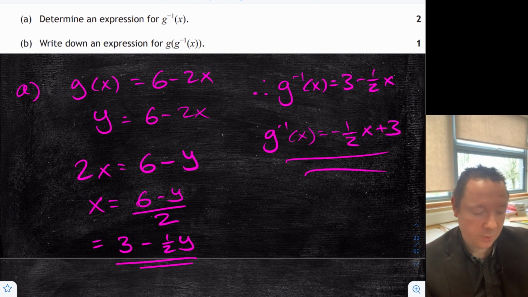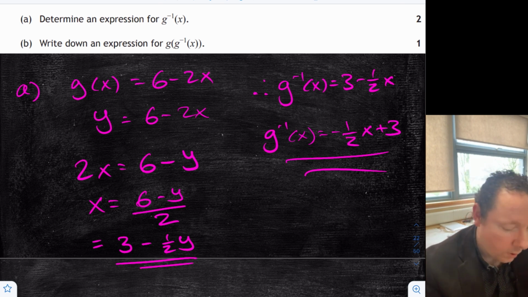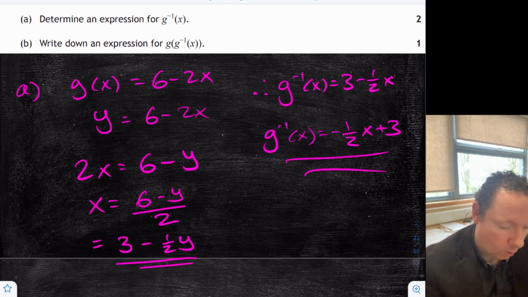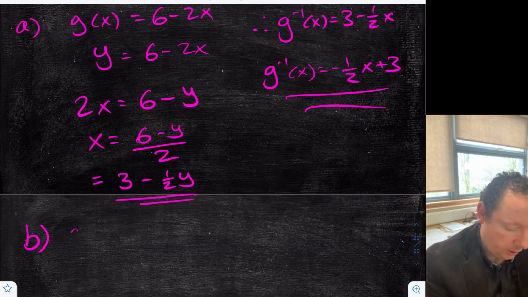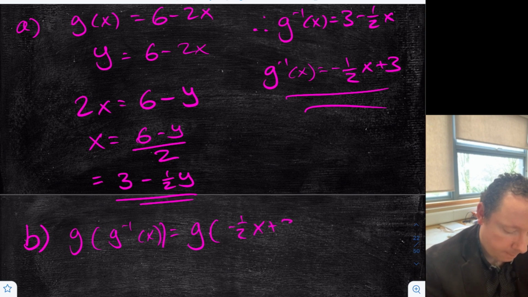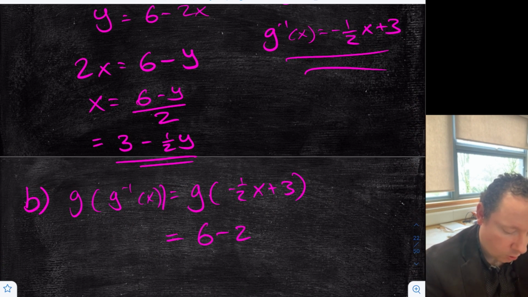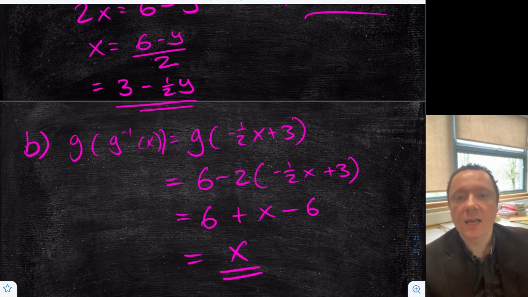Part B, write down an expression for g of the inverse function of x. Well, you should already know that g of the inverse function of x should be x, but let's say you didn't know that, let's do the work for it. So g of the inverse function of x is equal to g of minus a half x plus 3. Remember g was 6 minus 2x, so 6 minus 2 times minus a half x plus 3. That gives me 6 minus 2 times minus a half is plus 1x. Minus 2 times 3 is minus 6. 6 minus 6 is 0, so we get x, and there we are.